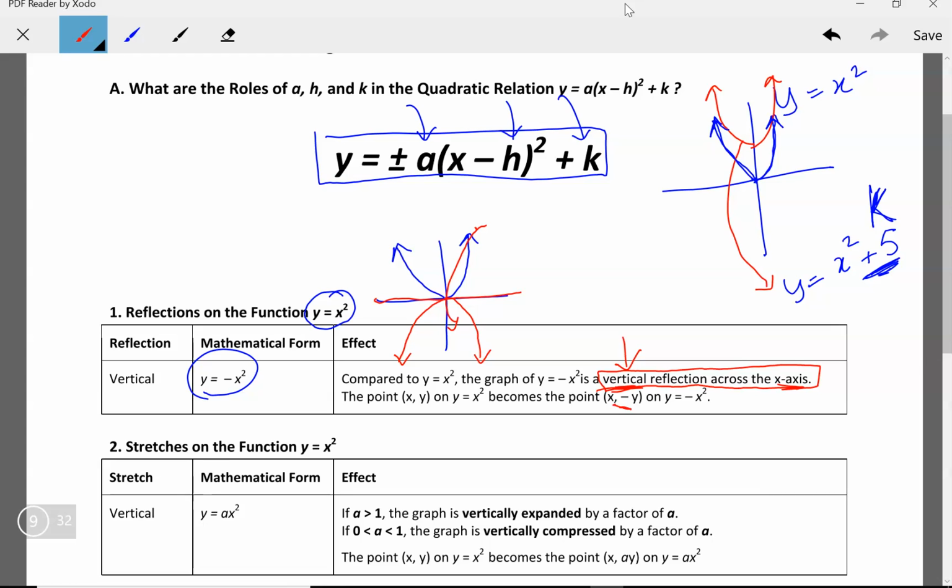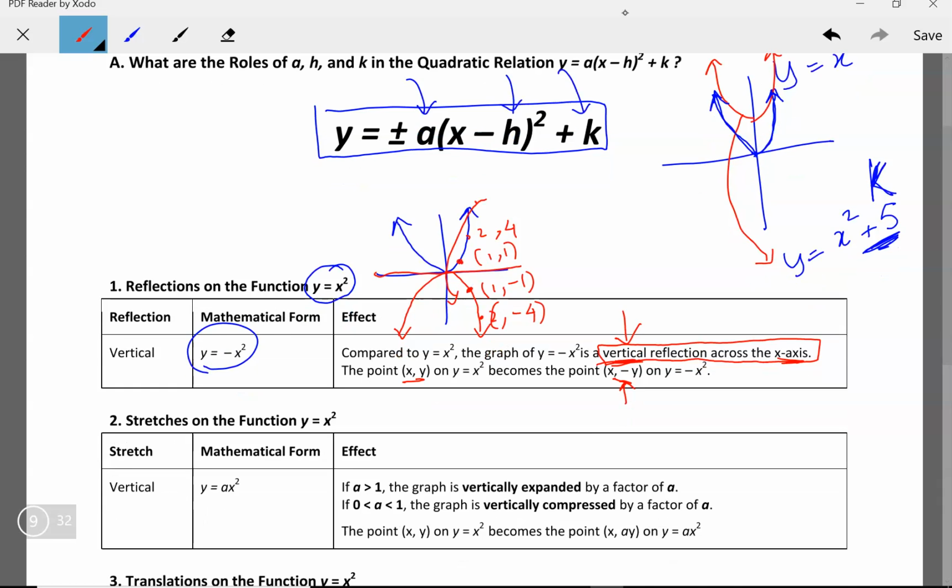In terms of the transformation, what really happens is to the point x comma y. So if this point was 1, comma 1 on the blue graph, on the red graph it's 1, negative 1. 2, 4 becomes 2, negative 4. So that's what the transformed function looks like. The y value just has a negative sign in front of it, compared to our original graph. So that's the reflection part.